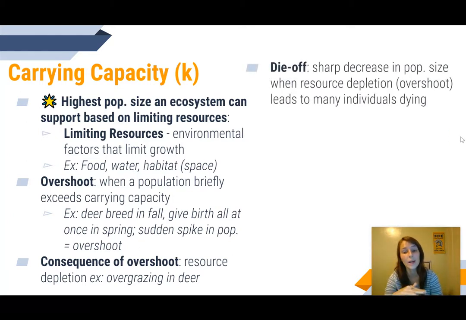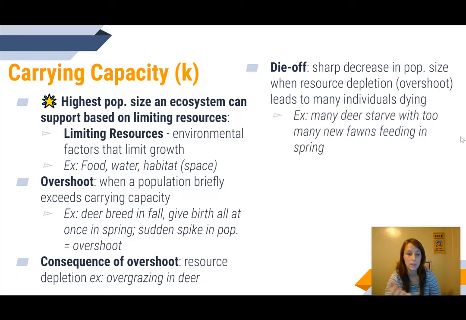And what will occur is die-off. And this is when you have a sharp decrease in the population size when resource depletion, that overshoot, leads to many individuals dying because you just don't have enough resources to go around. So continuing with this deer example, if you have too many fawns who are feeding in the spring, then you're going to have quite a few deer who are going to starve because there just is not enough grass there. And that's going to be when you see the drop, which is going to be a die-off.